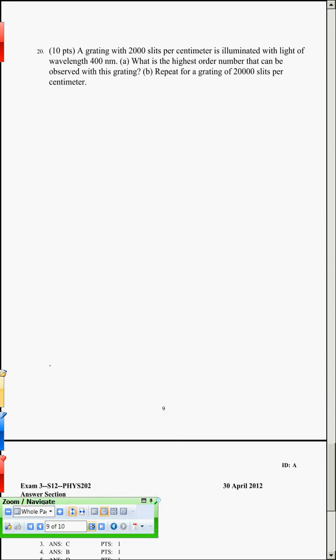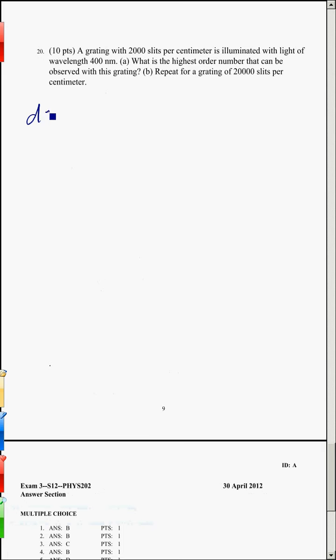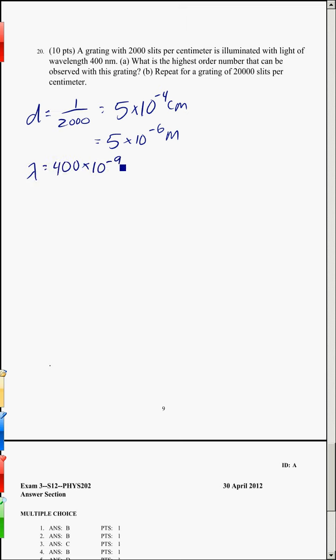Alright, one more. A grating with 2,000 slits per centimeter is illuminated with light of wavelength 400 nanometers. So first I want to find D, 1 over 2,000. That gives me a D in centimeters of 5 times 10 to the minus 4, which is 5 times 10 to the minus 6 meters. Lambda is 400 times 10 to the minus 9 meters.